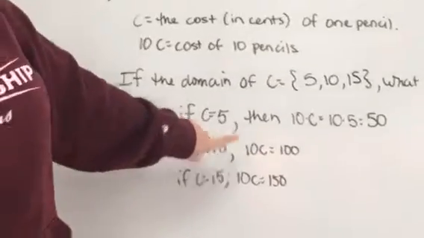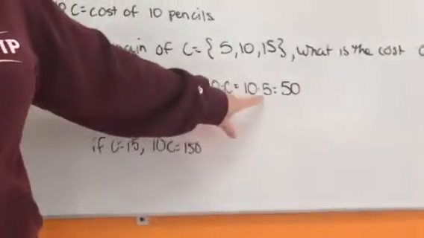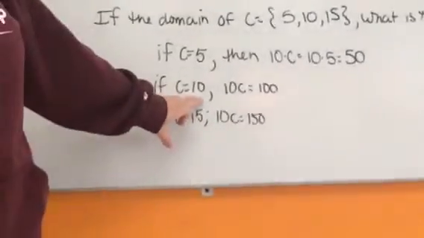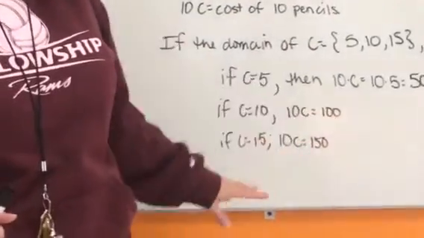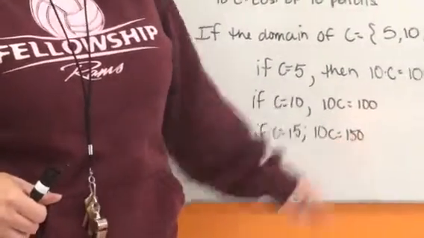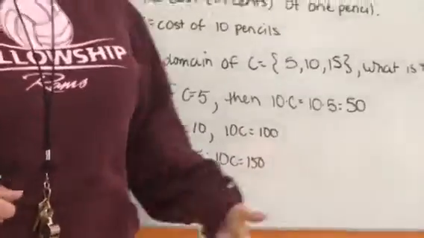So if C is 5, then you just multiply 10 times C, so you get 10 times 5, and you get 50. If C was 10, you multiply 10 times C. C is 10, so you get 100. And if C is 15, it's 150. So that's 150, like $1.50 in cents. All right, so I'm going to give you 2 more examples.